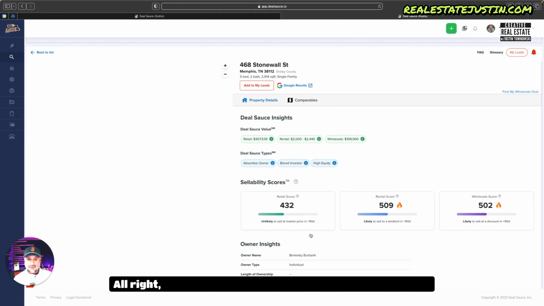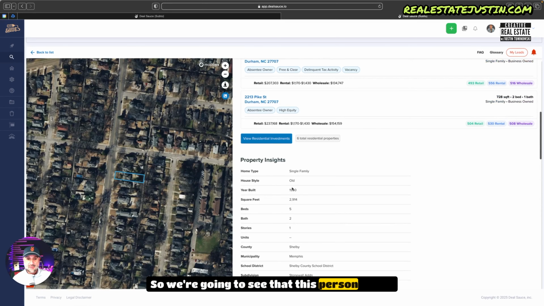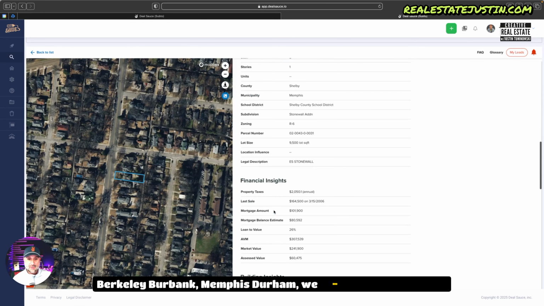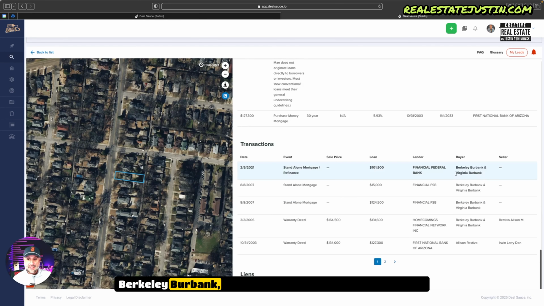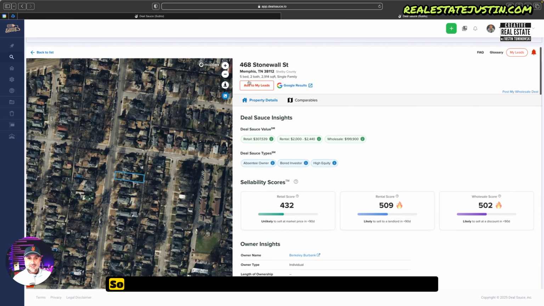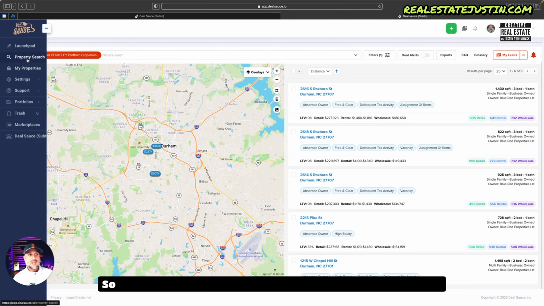All right. Maybe you're going to find private money lenders. Look at this. So we're going to see that this person owns Berkeley, Burbank, Memphis, Durham, and it's more properties. Berkeley, Burbank, Virginia, Burbank. So you get another name, and they're the buyer. Okay. Pretty cool stuff here, guys. So you can reach out to these investors, ask them if they have any other opportunities, ask them if they have seller finance opportunities. So more and more.